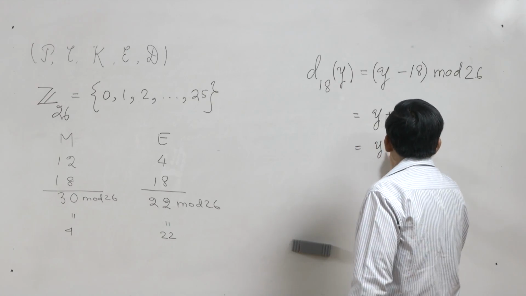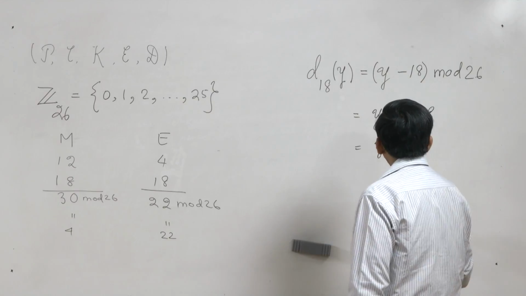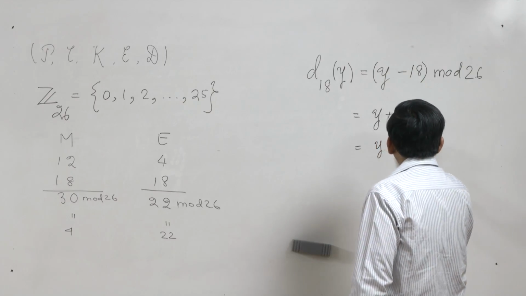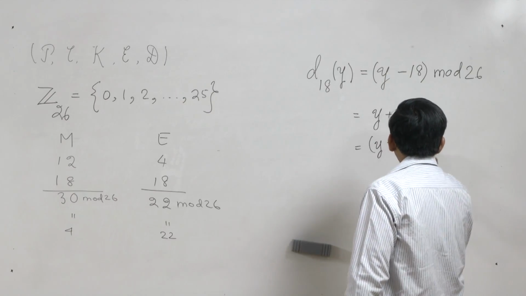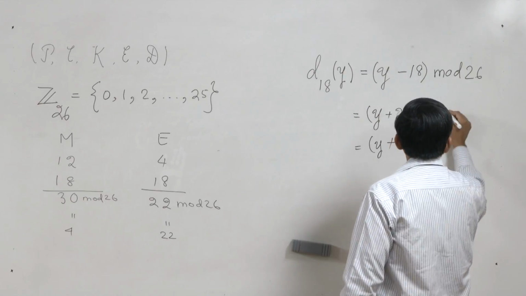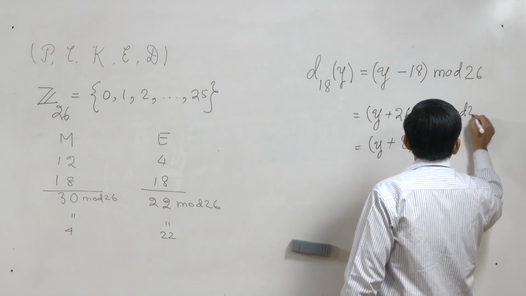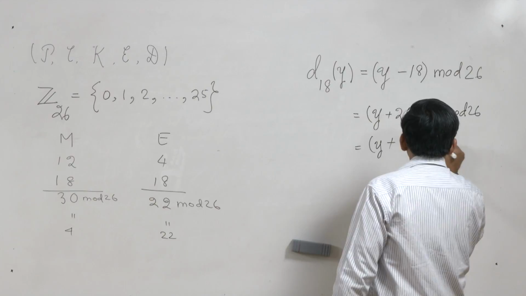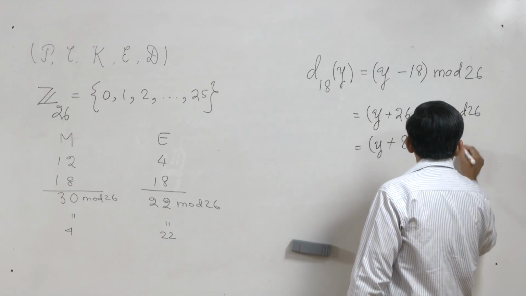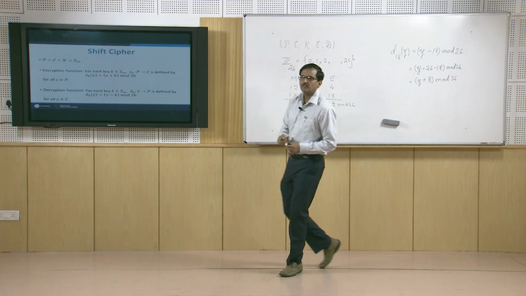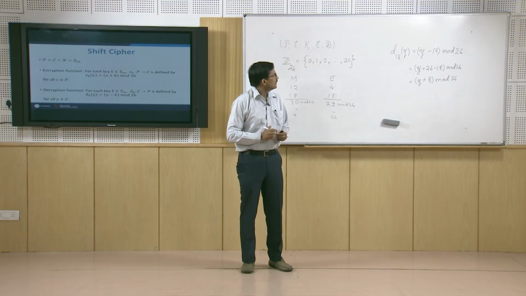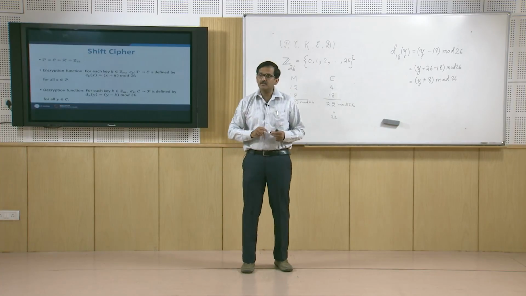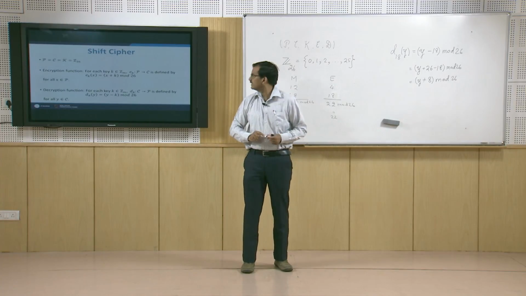So, this becomes y plus 8, and of course, the whole thing has to be reduced mod 26. So, we do this. So, now we have the decryption function ready for our purpose.